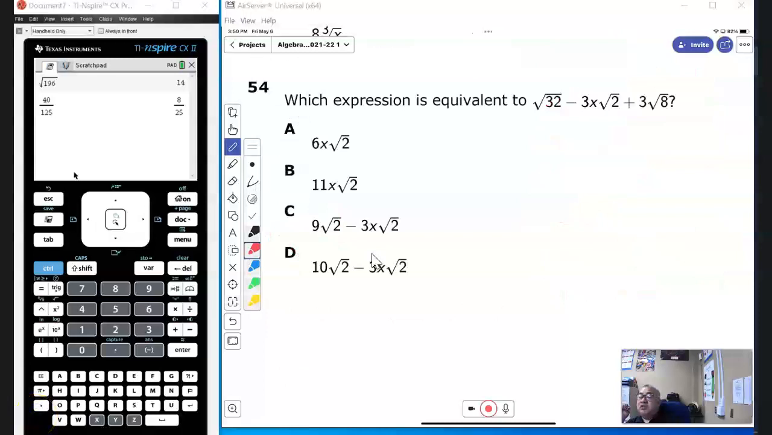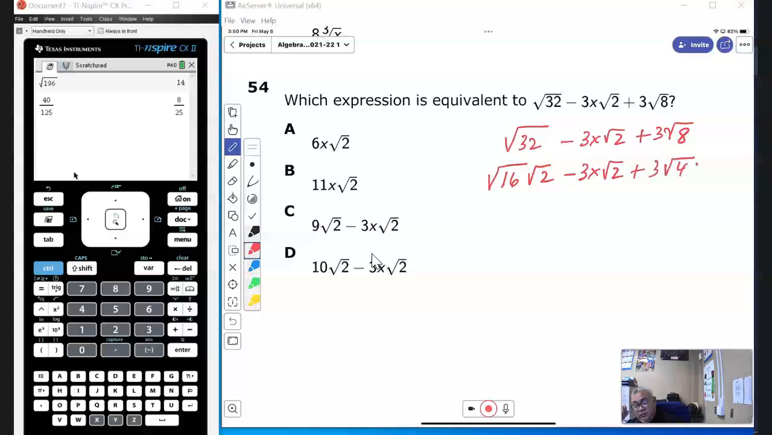Which expression is equivalent? Now, we're saying they're going to both be the same. Square root of 32 minus 3x square root of 2 plus 3 square root of 8. Okay, I know that 32 is 16 times 2. So square root of 16 times the square root of 2, minus 3x times the square root of 2, plus 3 times the square root of 4 times the square root of 2, because 4 times 2 is 8.